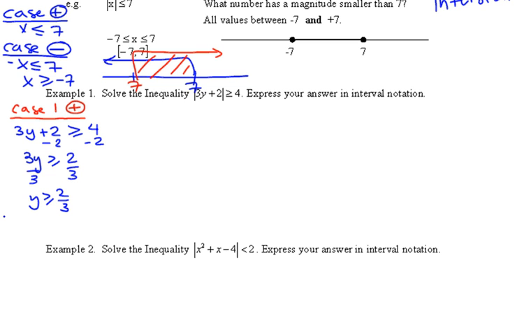Now, notice when is the absolute value of 3y plus 2 greater than 4? So this is an or situation. Case 2 is the negative case. So how do we deal with the negative case? Times the absolute value by a negative. We get rid of the absolute value, times what was inside by a negative. Now, right away, could we get rid of the negative?